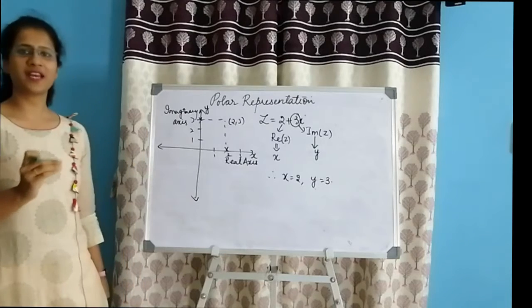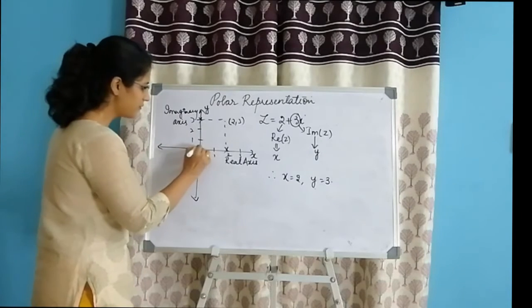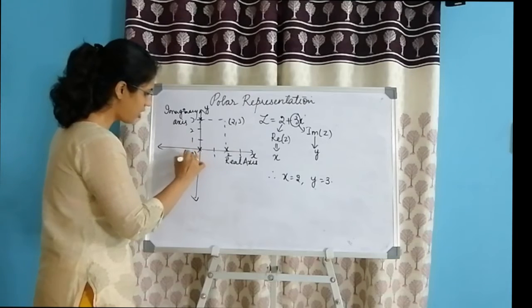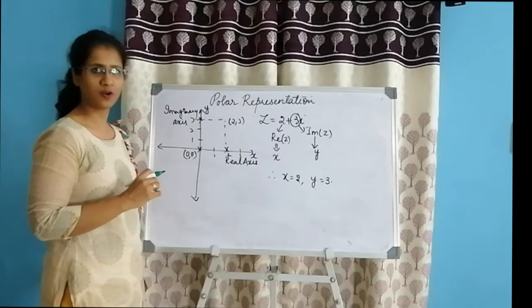And one more very important aspect is, obviously this is called as origin. Origin will be called or will be plotted as 0, 0. Correct?